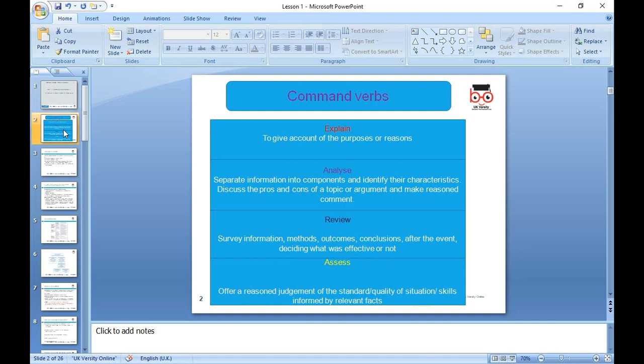Accounting needs a business to record business transactions systematically, and we should interpret the information to make decisions. It's a legal requirement as well to record the transactions and prepare the financial statement. Analyze means to separate the information into components. So we should separate the information under the financial statement.